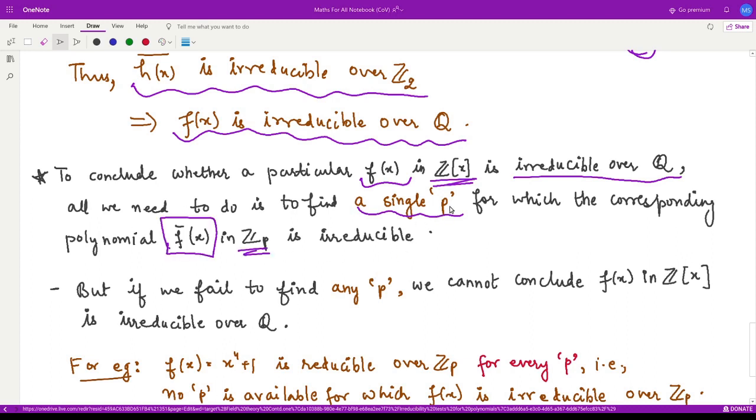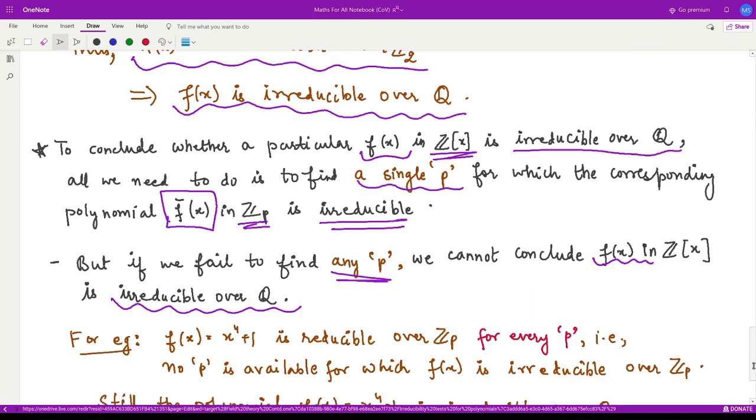If you find such a p such that the reduced polynomial is irreducible, then the given polynomial is also irreducible over the field of rational numbers. But if you fail to find any p, in that case, we cannot conclude that the given polynomial is irreducible over Q. That means you cannot go the reverse. You cannot say it conversely. This is a one directional result.